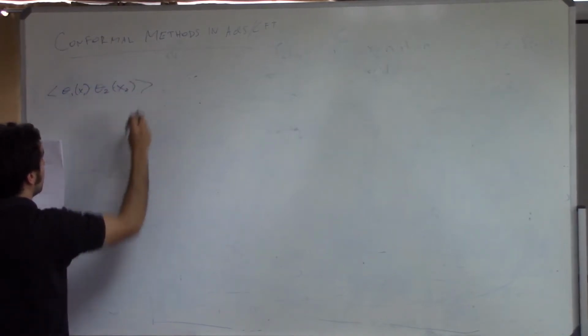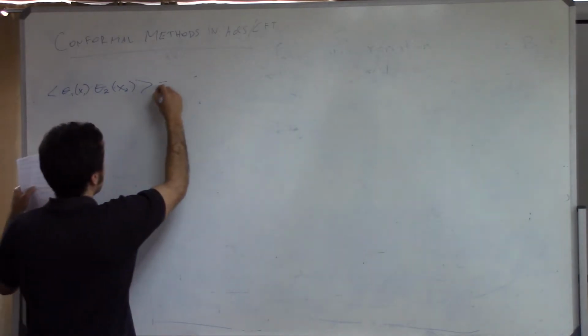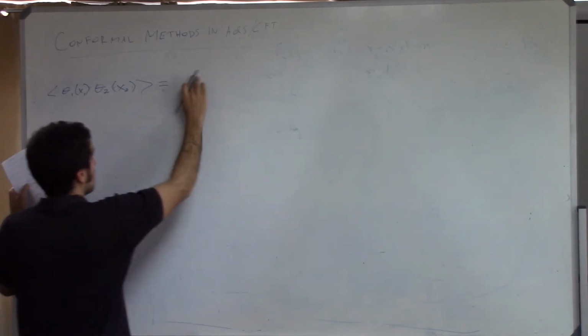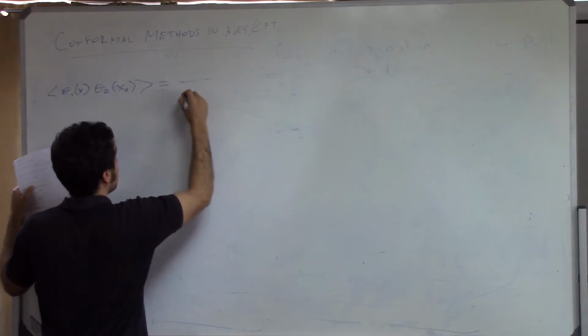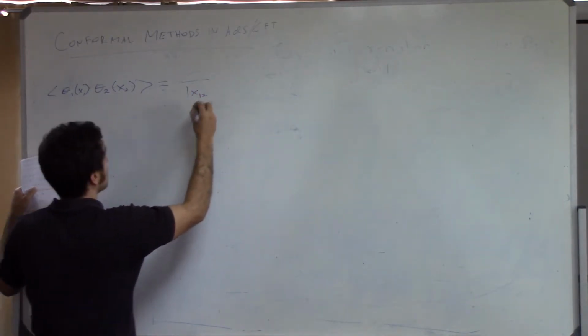So I have a 2-point function of 2 operators, O1 and O2, at 2 different positions, x1 and x2. Then they can be normalized such that this is equal to the inverse power of the difference of their distances, which I'll write as x_{12}.